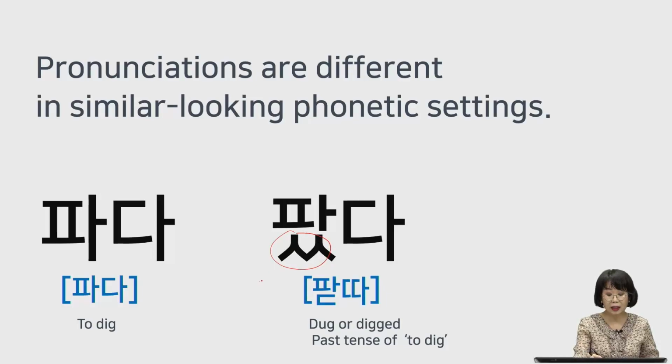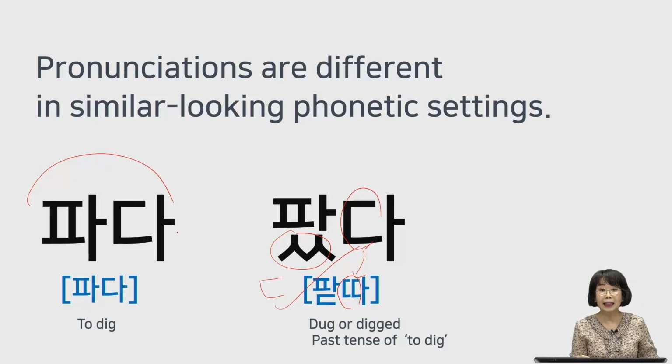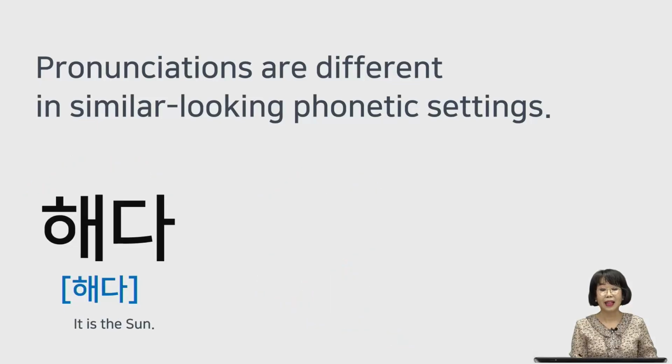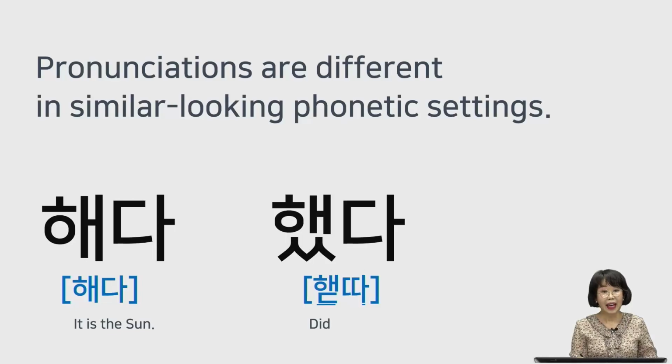This has ㄷ as its representative sound in the last consonant position. ㄷ affects ㄷ, and ㄷ becomes the next tense ㄸ. 팠다, 팠다, 팠다. 파다, 파다, 파다. 팠다, 팠다. 하다, 하다. 했다, 했다, 했다.